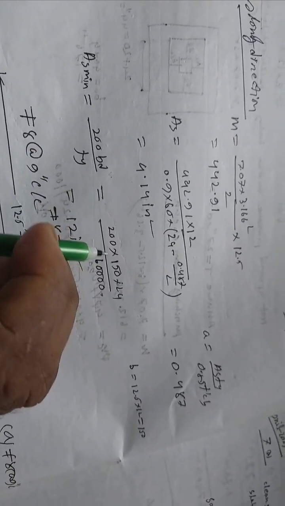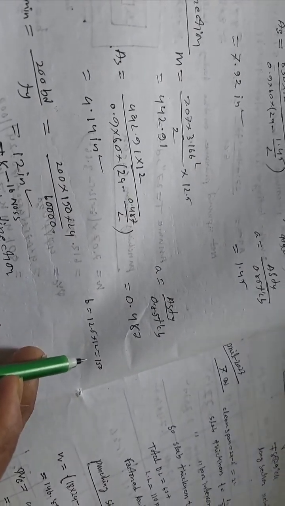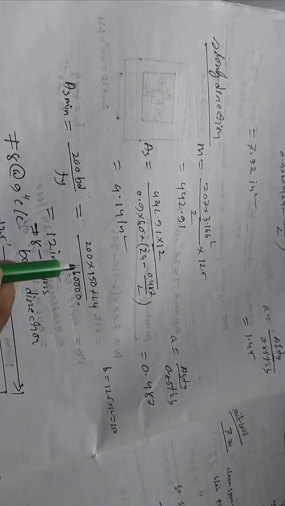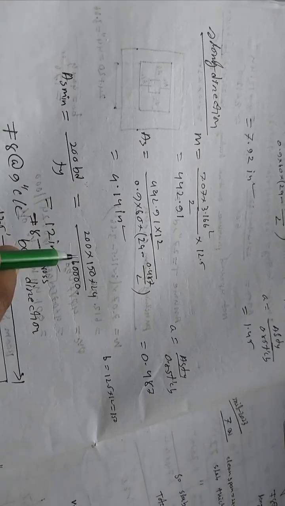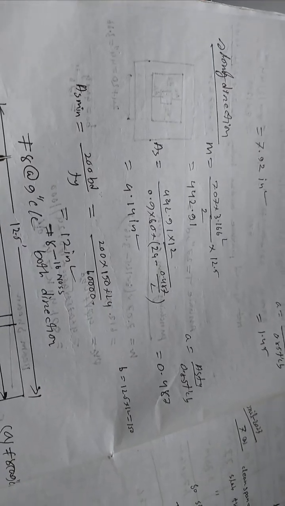Here b is equal to length into 12, converted into inch, 150. So 150 into d, where d is the depth of the footing. Then we get 12 square inches. So we can use 8 number 9 bars, 9 inches center to center, in both directions.